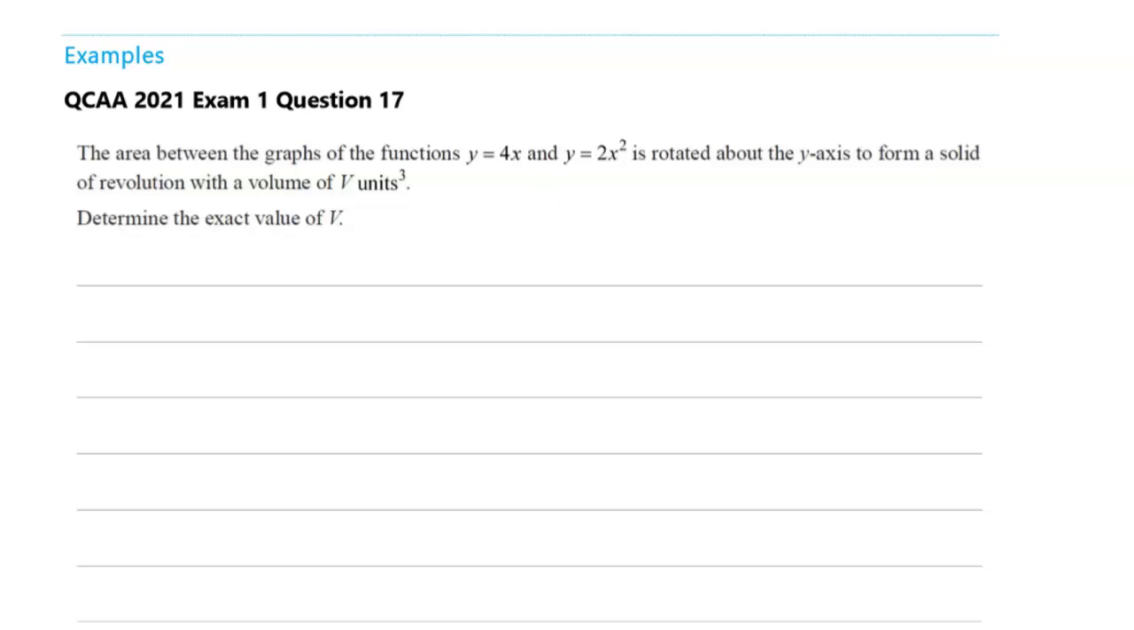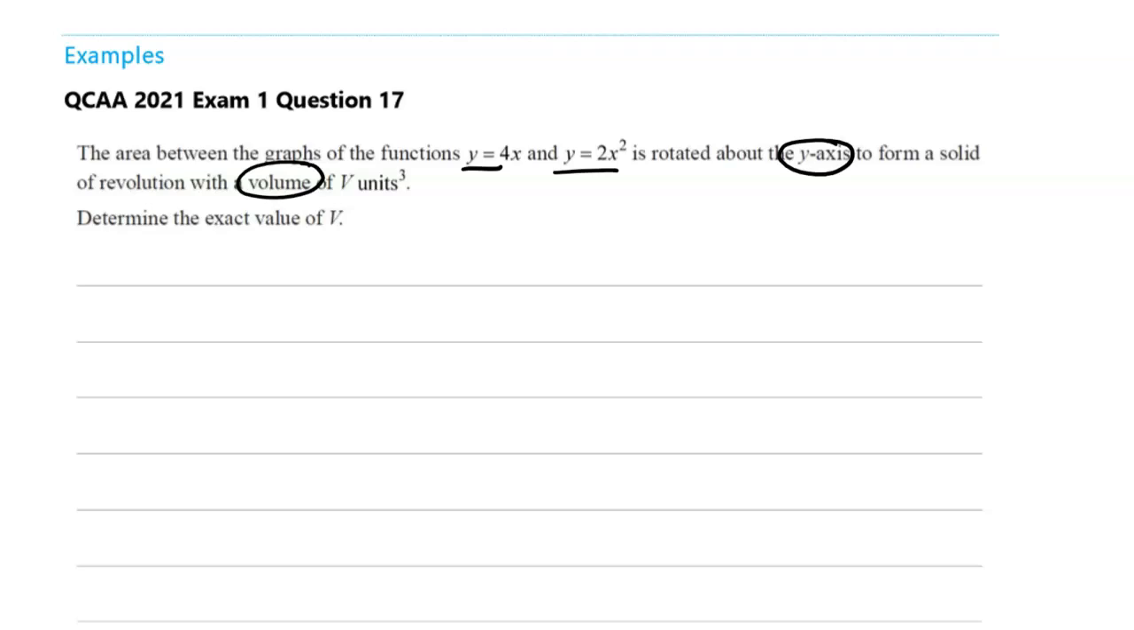Let's look at a couple more examples of volumes of solids of revolution, but now we're going to be looking at areas contained between two functions. So here we've got the area between graphs of the functions y equals 4x and y equals 2x squared, and it's rotated about the y-axis to form a solid of revolution, and we're told the volume is V units cubed, so we're interested in volume.